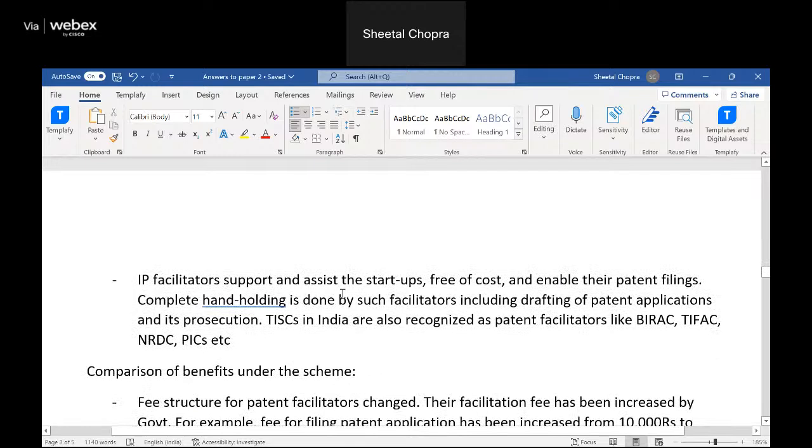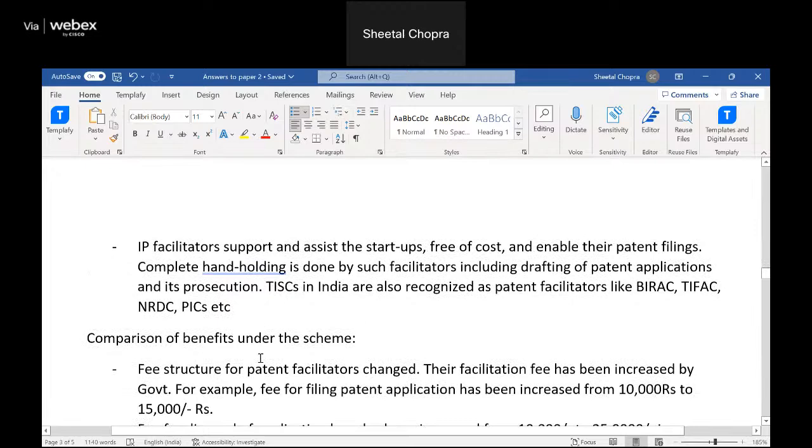IP facilitators support and assist the startups free of cost because they don't charge it from startups. They charge it from the Government of India for their time and effort, and enable the patent filings of Indian startups. They do complete handholding, including drafting of patent applications and prosecution at the patent office. TISCs have also been recognized as patent facilitators, like BIRAC, TIFAC, NRDC, PIC, etc.